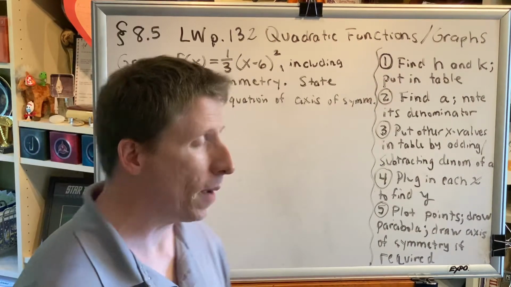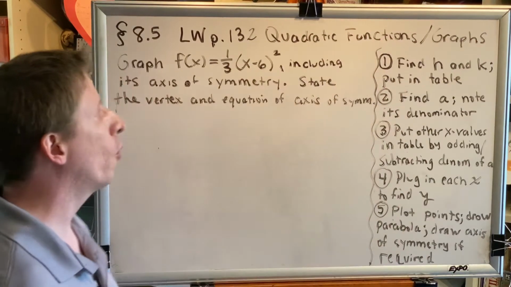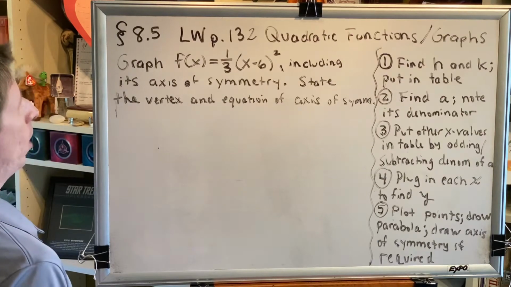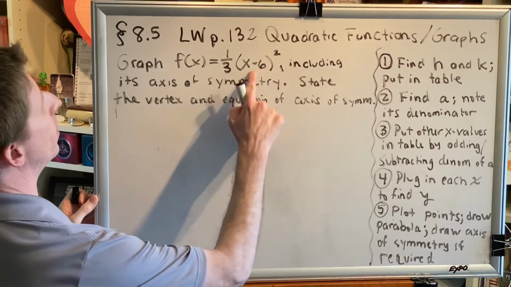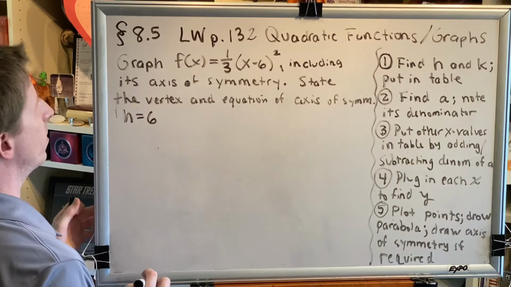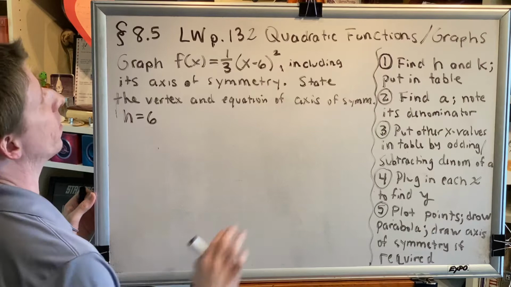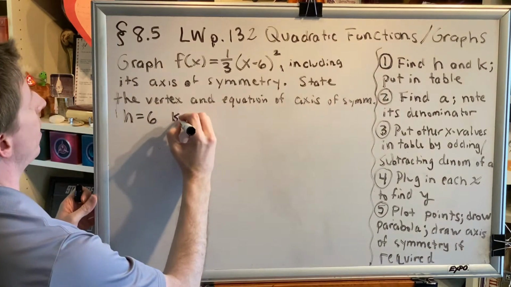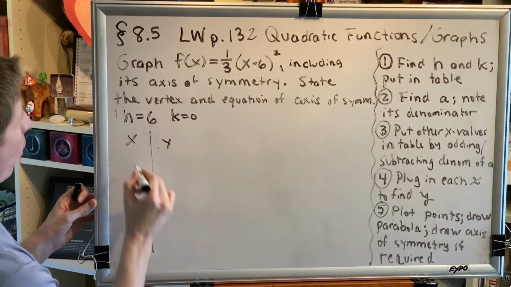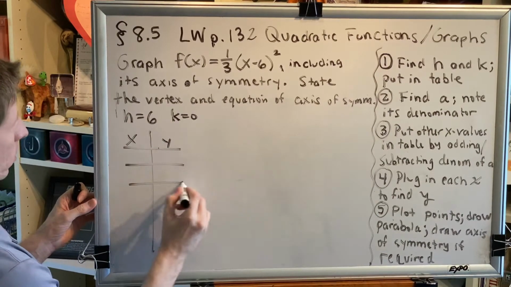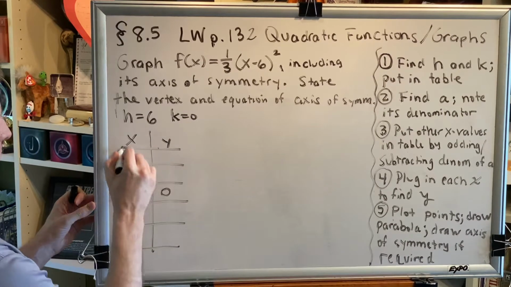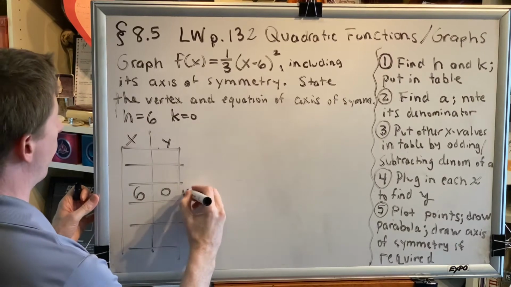I've written the steps for how we do this here on the right side of the board. Let's follow them together. First, find h and k and put them in a table. We know that h is the number being subtracted inside the parentheses, so h equals 6, and k is the number being added or subtracted outside the parentheses. There is no such number, so k equals 0. We're going to put that in the center row of an xy table with 5 rows. This point is the vertex of our parabola.